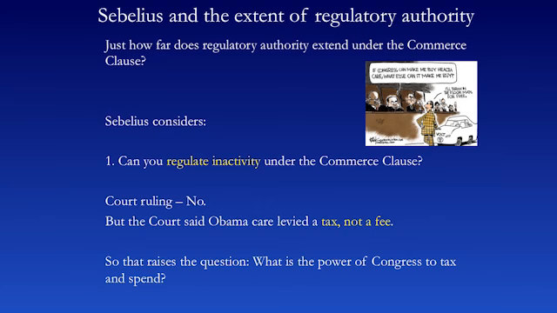And the Supreme Court agrees. So you get in Sebelius a decision that says there's some things Congress can't do. It cannot regulate inactivity. Now, does that mean the Affordable Care Act is unconstitutional? Well, no. It is constitutional, but it's constitutional not because of the Commerce Clause, but because of the Taxing and Spending Clause. So that raises the question, what's the power of Congress to tax and spend? We will explore that in the next part of this lecture.